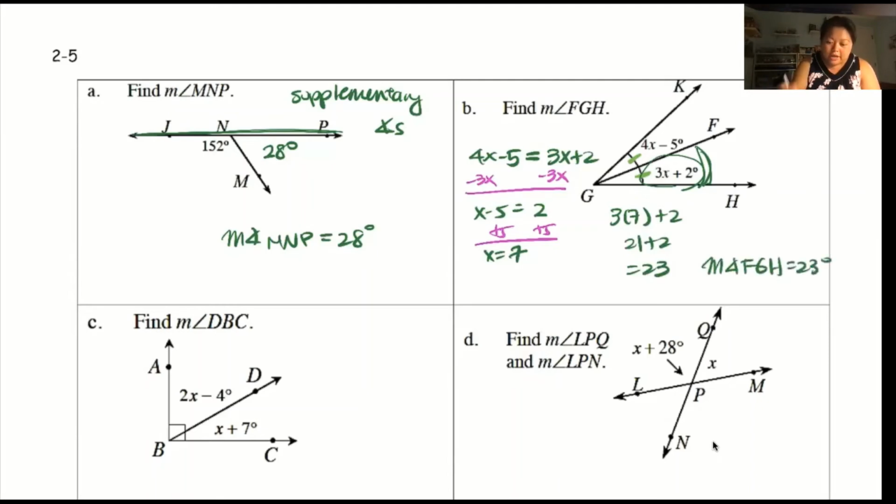You can do a quick check. If I check it here, I should get the same thing. 4 times 7 is 28. 28 minus 5, beautiful, 23. So our answer is correct, right? But what relationship did I use here? I didn't use complementary because it didn't add up to 90.